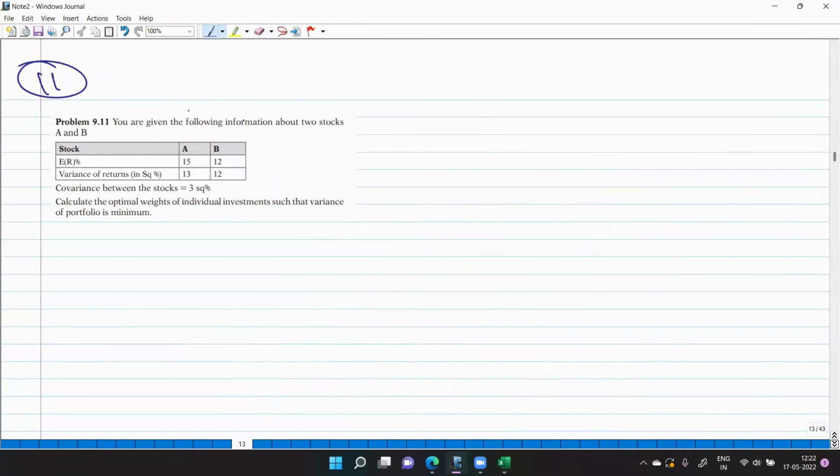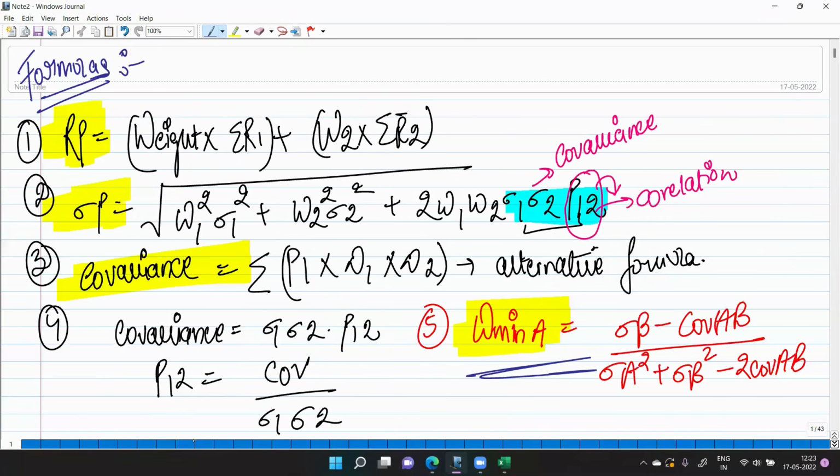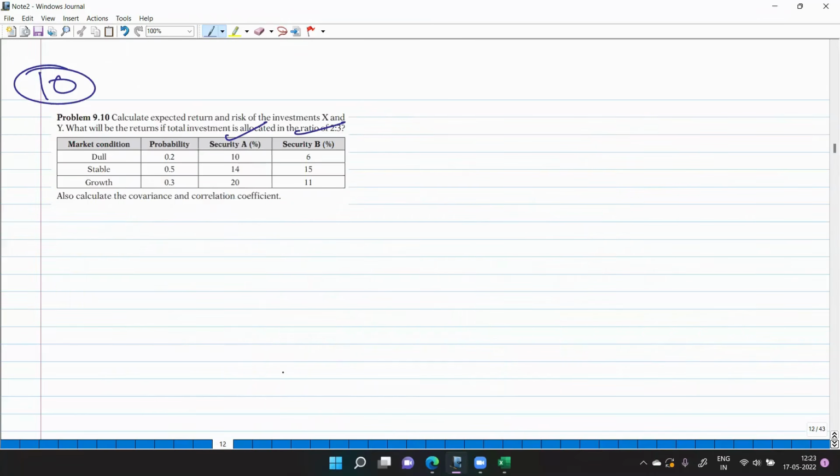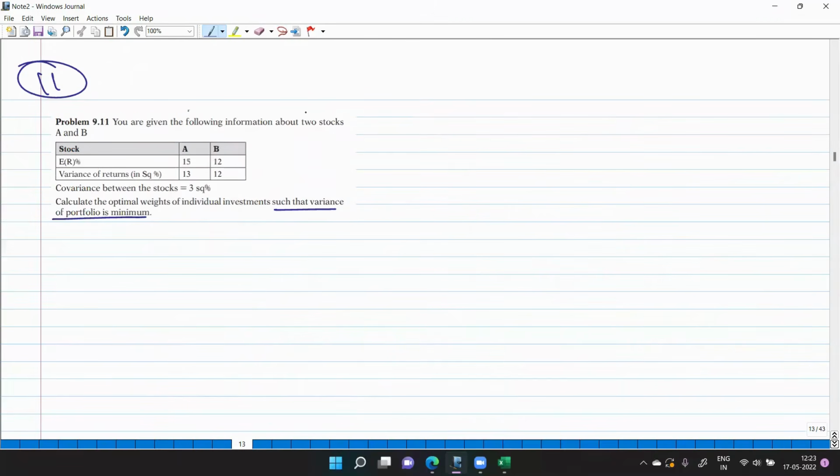Now let's solve the 11th question. Calculate the optimal weight of an individual investment such that the variance of the portfolio is minimum. That means we have to find the weights, the ratio of investment, such that my risk is minimum. So this is the particular formula that we will be using, and we will try to calculate the weights.